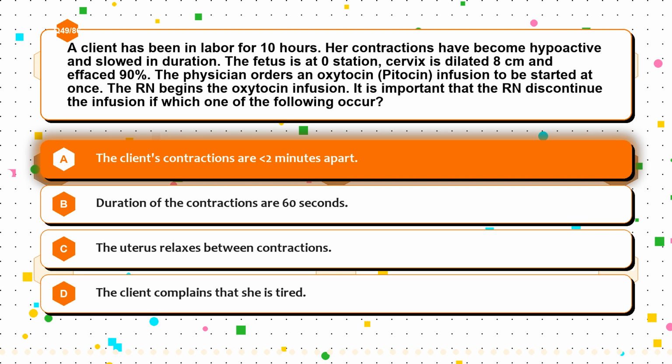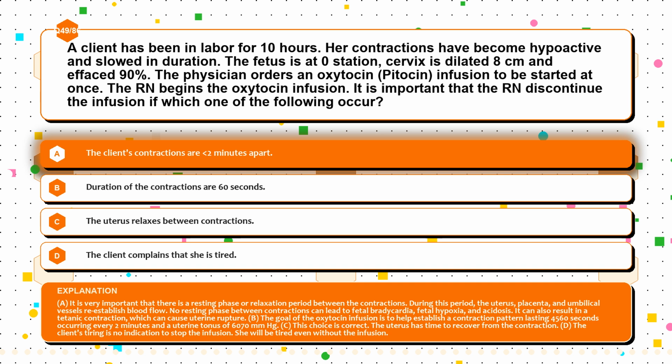The client's contractions are 2 minutes apart. It is very important that there is a resting phase or relaxation period between the contractions. During this period, the uterus, placenta, and umbilical vessels re-establish blood flow. No resting phase between contractions can lead to fetal bradycardia, fetal hypoxia, and acidosis. It can also result in a tetanic contraction, which can cause uterine rupture.